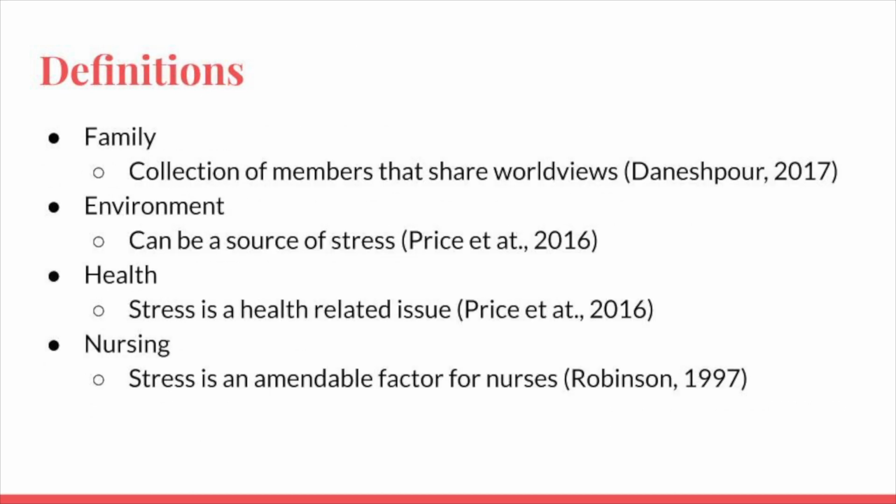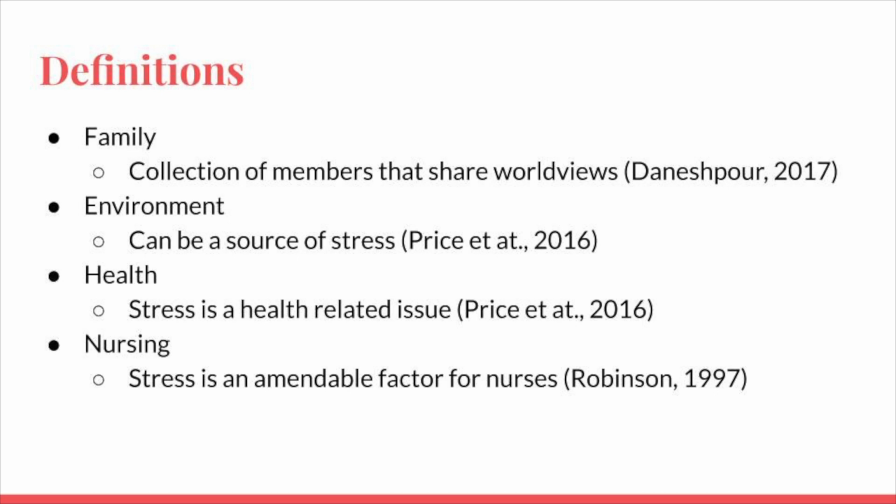There aren't any clear definitions of family, environment, health, and nursing within the theory, but I will conceptualize them using the key concepts of the theory. Family is a collection of members that share worldviews that determine how they respond and interact with the social world. So when a stressor occurs in a family, the family's response and perception of that stressor will depend on their worldview. All families are faced with unique problems, and all families experience stress as a result of change.